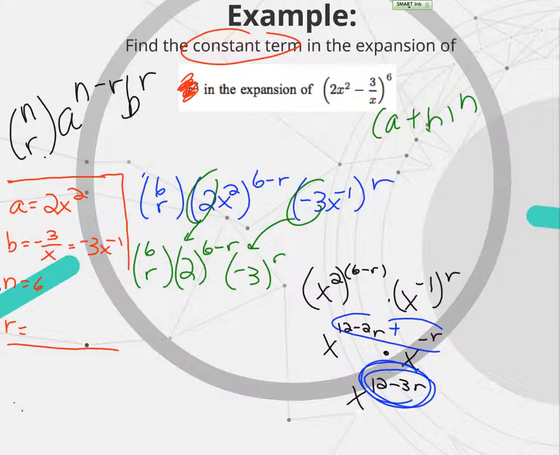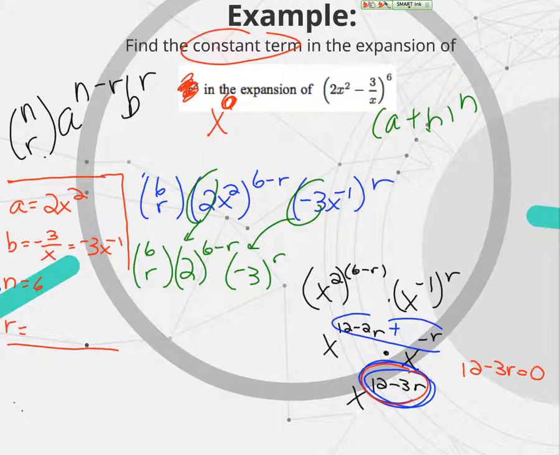But here's the difference. I want a constant term. That means I want my x to completely drop out. So what would my exponent be if it's a constant term? It's going to be 0. So that means down here, instead of equaling this, because we do all that same work and it's the exact same problem, so that's why I'm not redoing that work, I take this equal to 0 to find R.